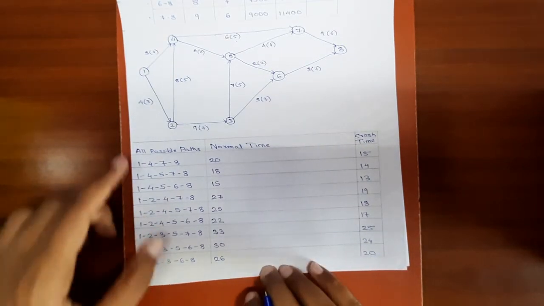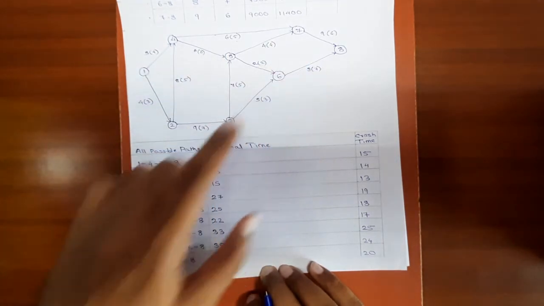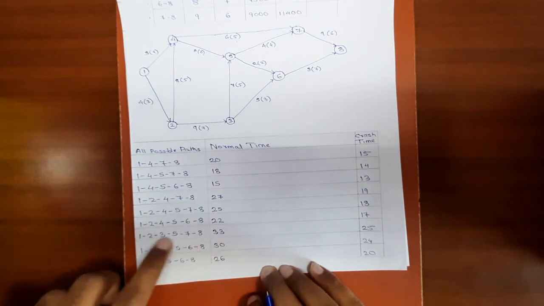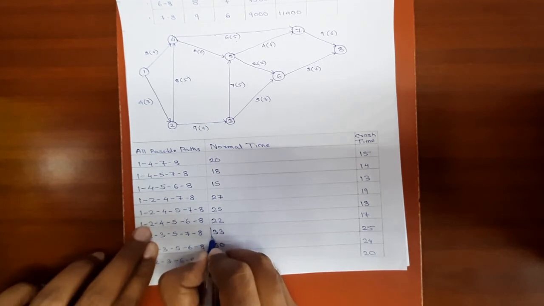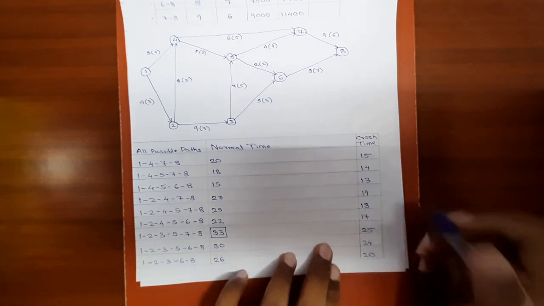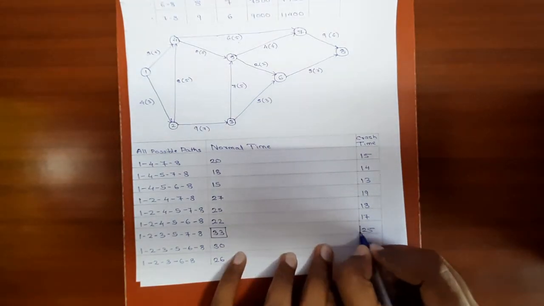Now we have covered all the possible paths from first activity to last activity. The maximum normal duration is for this path 1, 2, 3, 5, 7, 8: 33 days. The maximum crash duration is for the same path, which is 25 days.